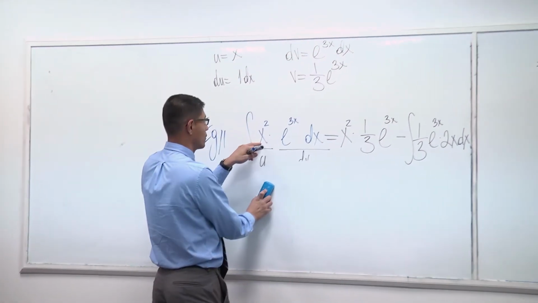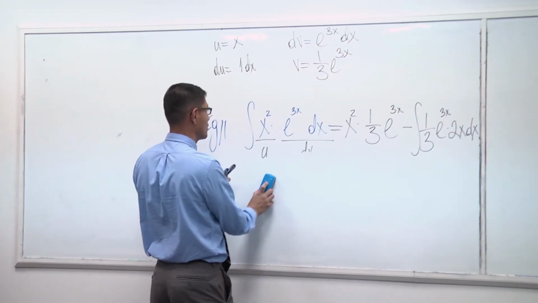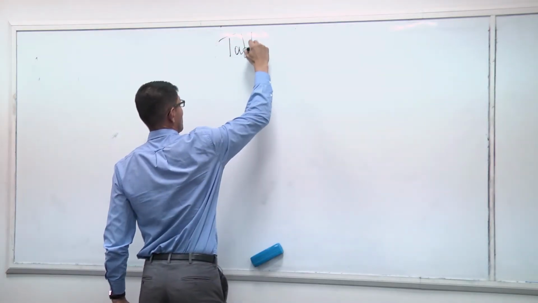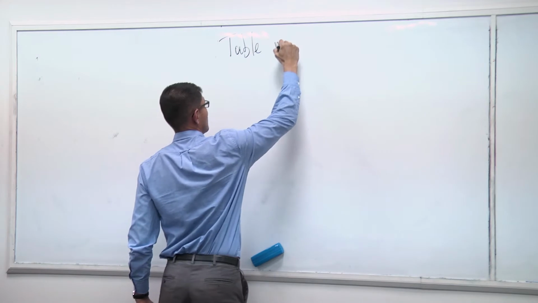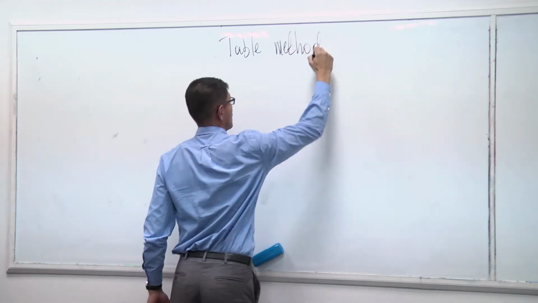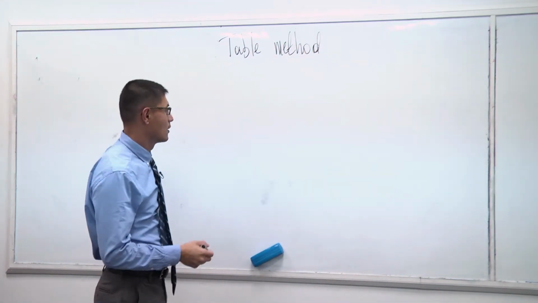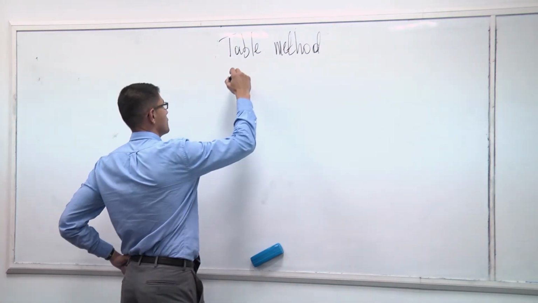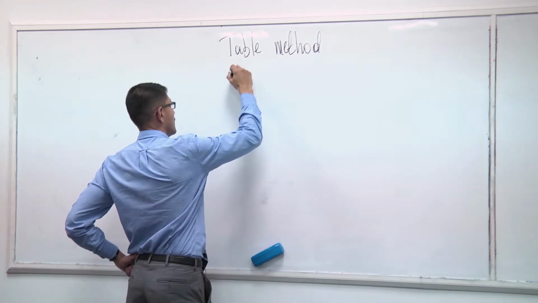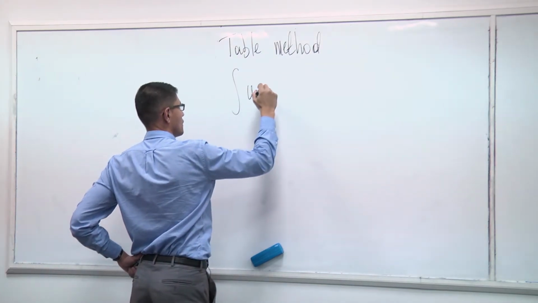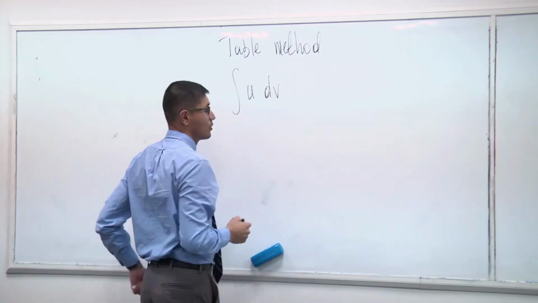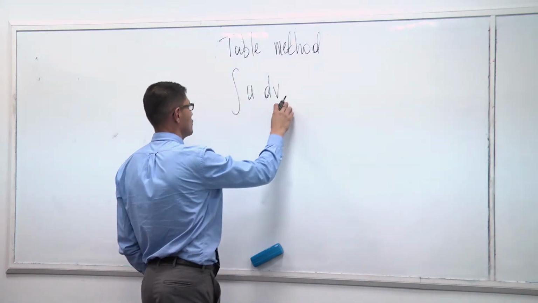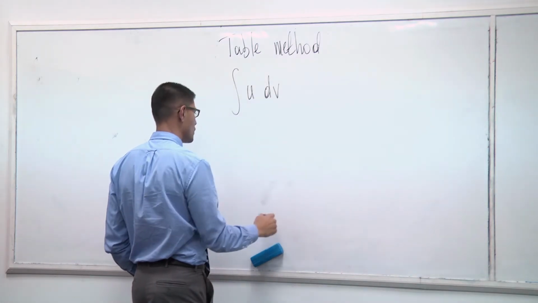So let's do this example again, but using a different method. I don't know if there's any formal name for this method. I just call it the table method. Okay. So the way the table method works is if you have an integral that you put in the form u dv, okay, then what you want to do is create two columns.